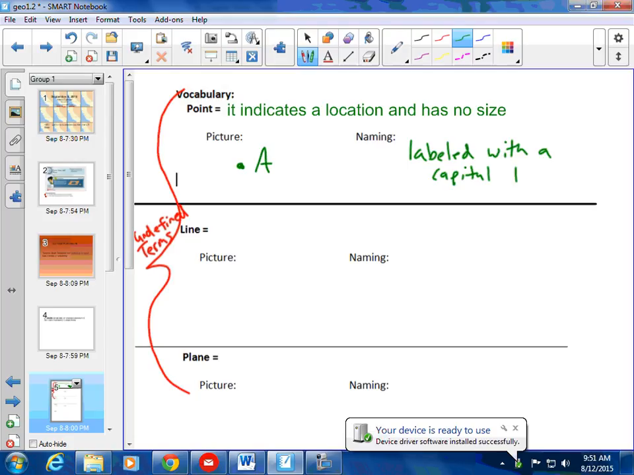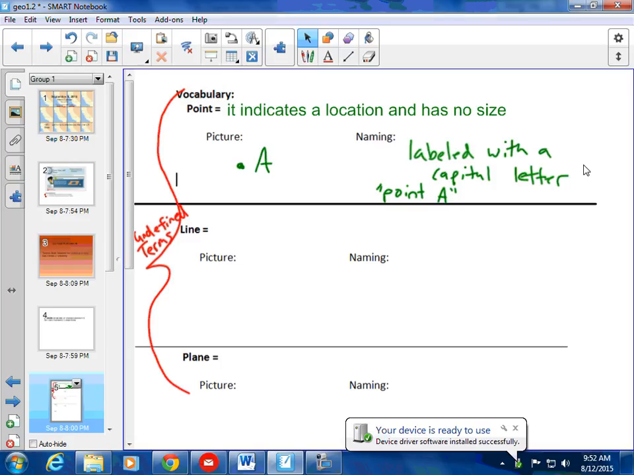So this right there would be called point A. All right? So as long as it's labeled with a capital letter, it's pretty simple. That's a point. Now, from a point, we can also kind of describe what a line is.